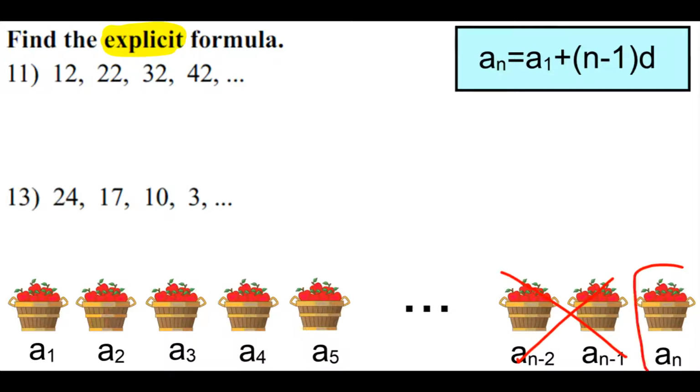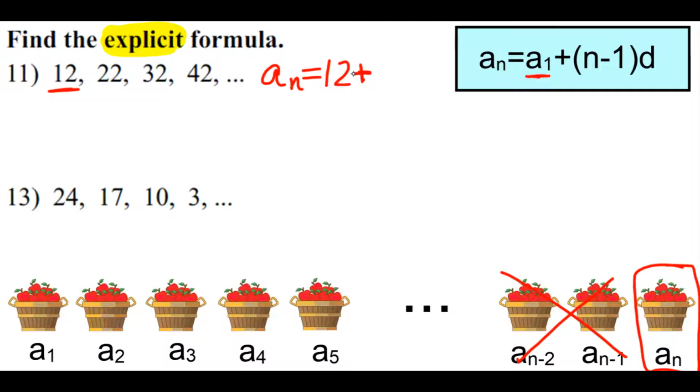We still want to know a_n, so the answer is still going to be a_n equals, but this time it's going to be different because we don't need to know the bushel right before it. If you look at the formula in the blue box, look at what we need to know. We need to know the first term. Well, the first term is just 12 in this case, and then plus.